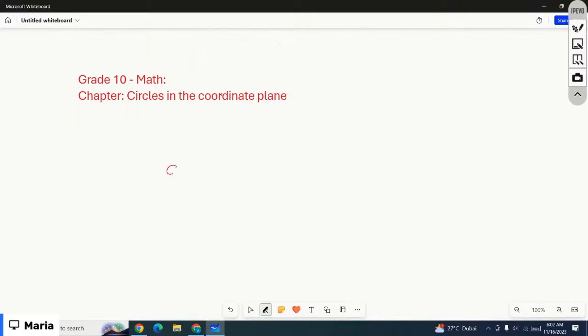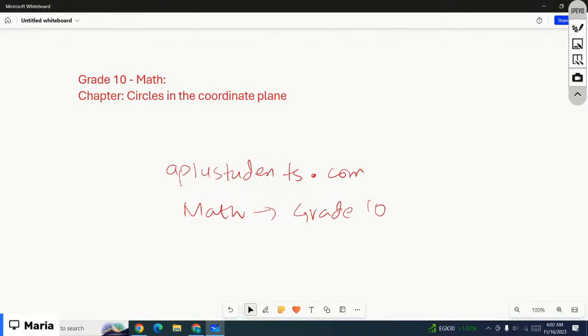So you can find all the lessons on aplusstudents.com. You have to log in there using your email address and password as provided by the administrator. Then you have to select math from the subject tab. Scroll down to grade 10. View all lessons. There you can find a list of the chapters. We're going to start with the chapter circles in the coordinate plane.